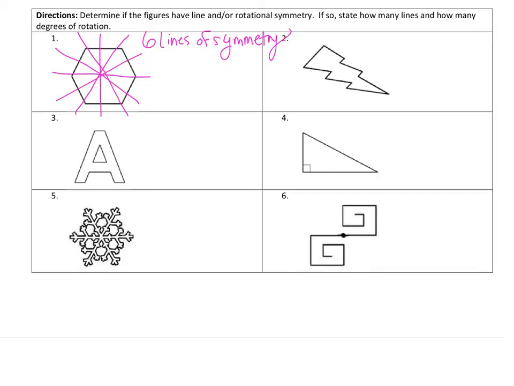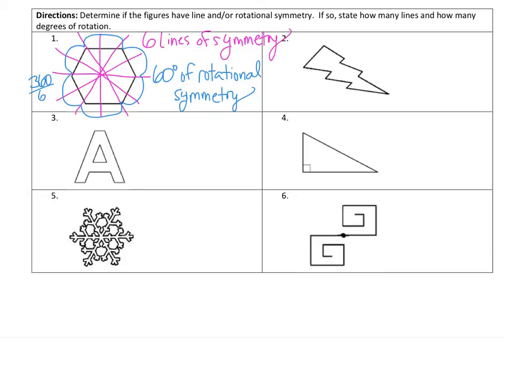For our rotational symmetry, we could start with any of the points, and we could rotate it just a little bit and it'll line up on top of itself again. So that'd be 1, 2, 3, 4, 5, 6 times around. Remember, we have to take 360 then divided by those 6 times around, and that gives us 60 degrees of rotational symmetry. On to number 2.